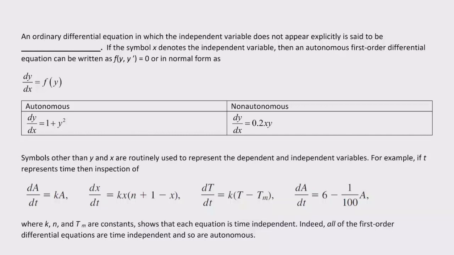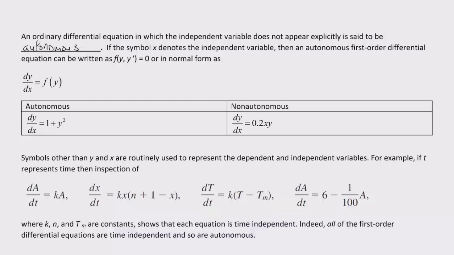Alright, so an ordinary differential equation in which the independent variable does not appear explicitly is said to be autonomous. A-U-T-O-N-O-M-O-U-S. I don't know if me spelling it helped or not, but there you go. So, if the symbol x denotes an independent variable, then an autonomous first-order differential equation can be written as f of y comma y prime equals 0, or in normal form. Again, normal form is where we just have dy/dx on the left and then some function on the right.